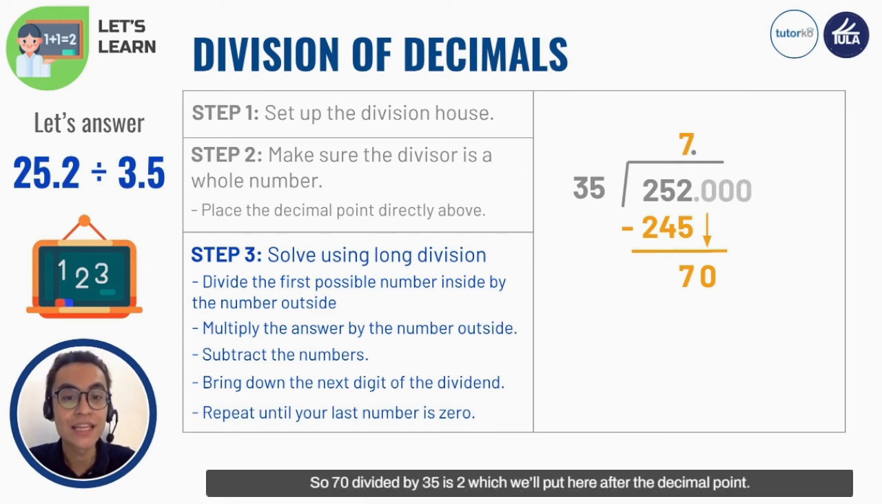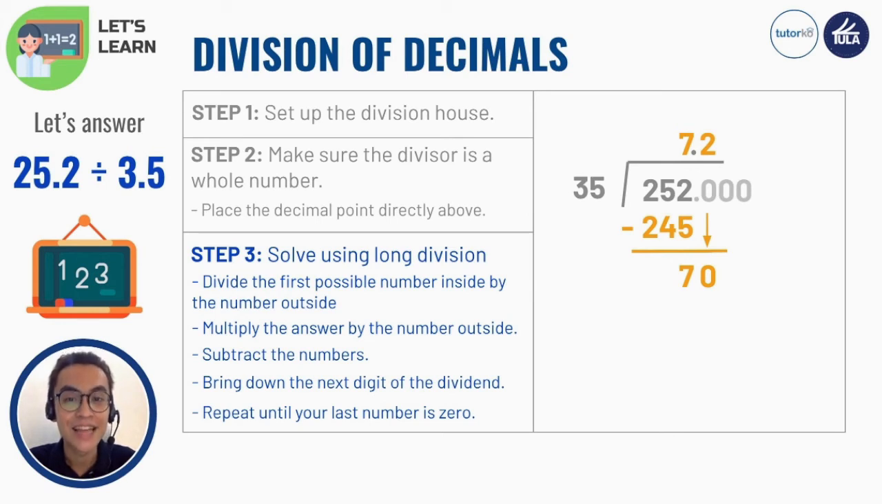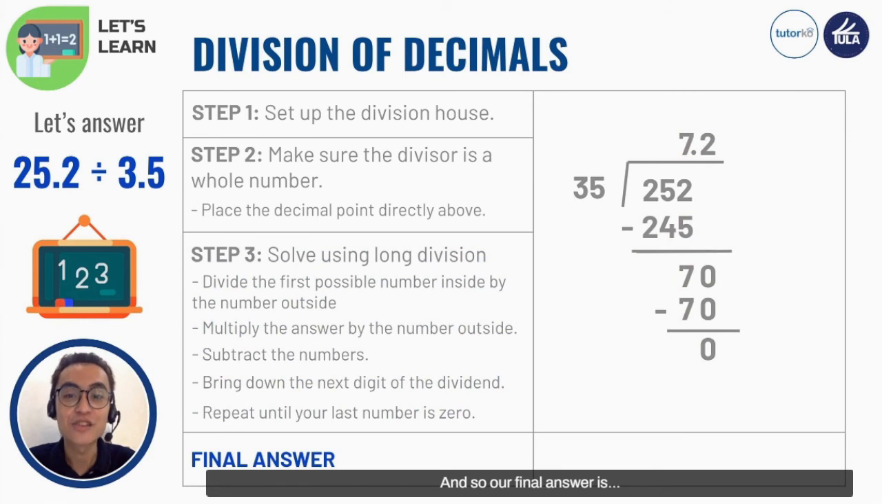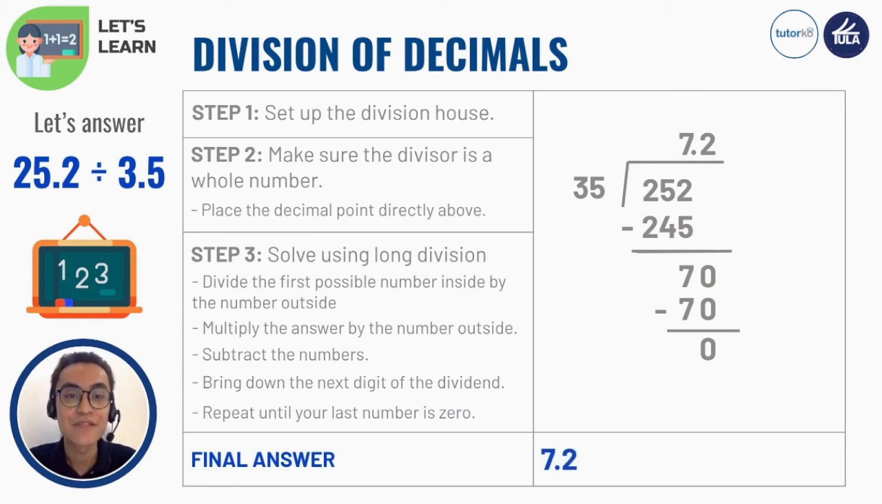So, 70 divided by 35 is 2, which we will put here after the decimal point. Next, 2 multiplied to 35 will give us 70. And then we subtract that, and we get 0. And so, our final answer is 7.2.